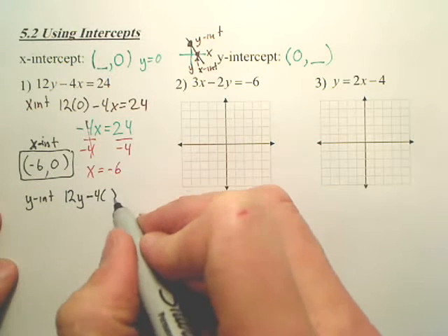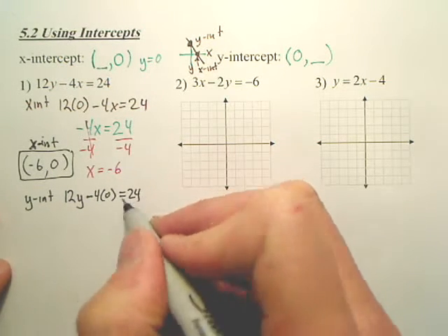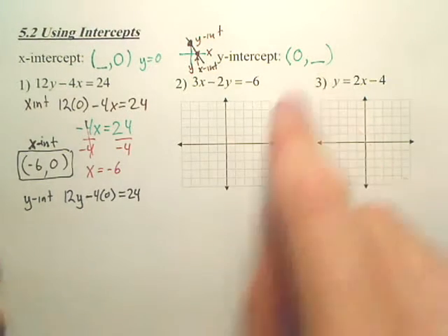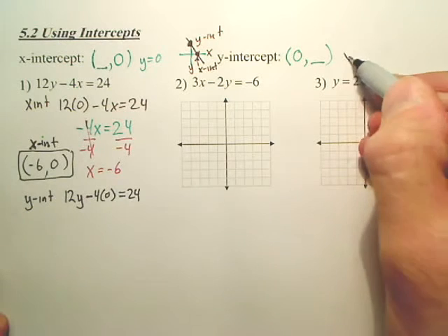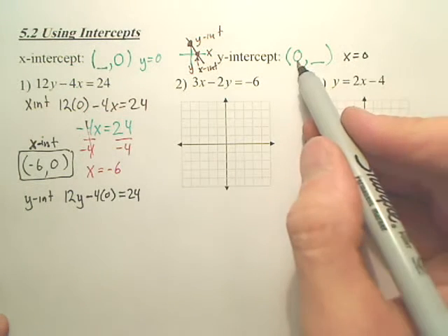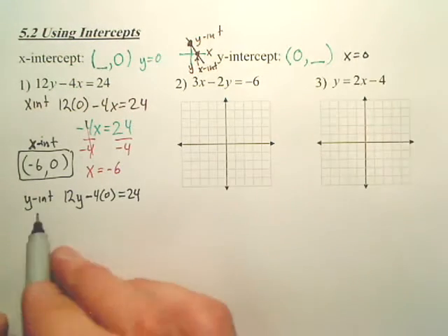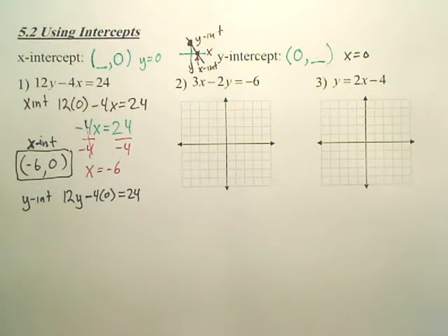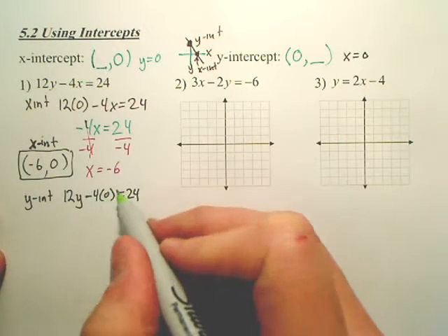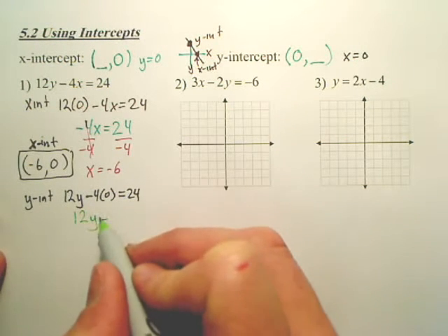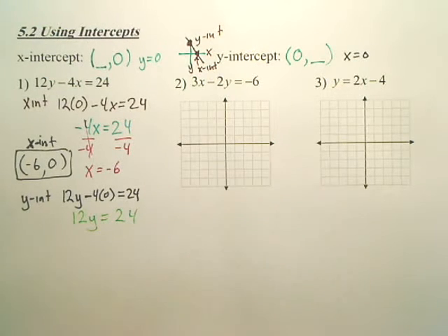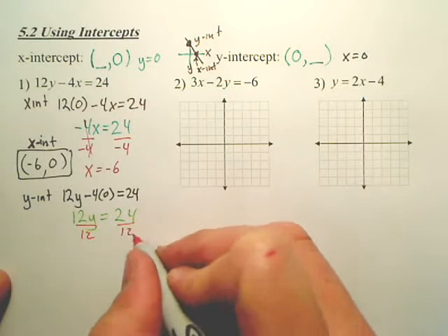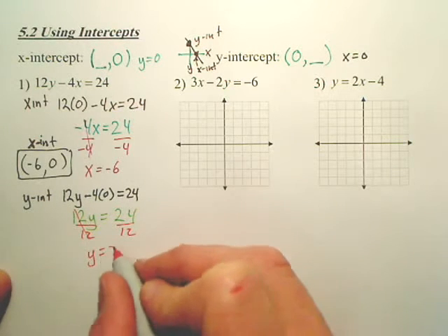Now, if I want to find my Y-intercept, you're going to plug 0 in for X. See right here? If I want my Y-intercept, you see how X equals 0? See how X is 0, Y we're trying to find? So I plug 0 in for X, and I solve this. Well, this becomes 0. Bam. And then to solve this, you divide both sides by 12. Y equals 2.